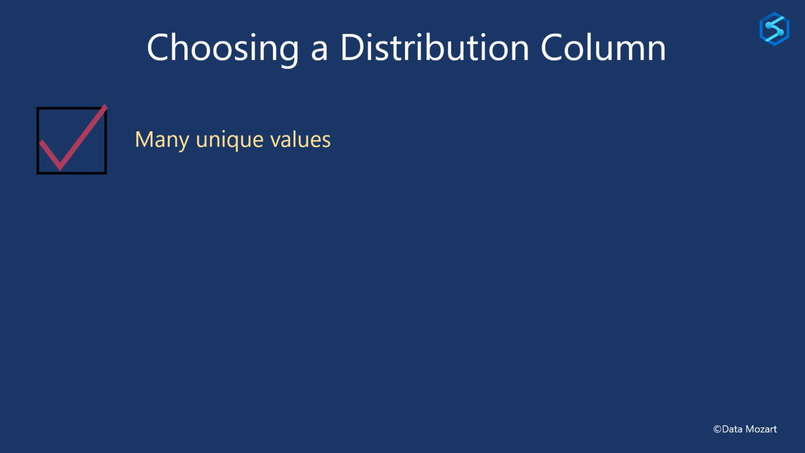Since there are 60 distributions in total, if you have, let's say, 10 unique values, you will get many distributions with 0 values assigned, so there is no benefit of parallel query processing.